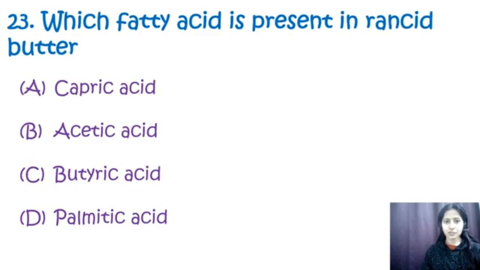Number 23. Which fatty acid is present in rancid butter? Option A, capric acid, option B, salicylic acid, option C, butyric acid, and option D, palmitic acid. So when butter goes rancid, butyric acid is released from the glycerides by hydrolysis. Actually, this butyric acid is a short carbon chain acid that is responsible for the characteristic rancid flavor in the butter. So the correct option will be option C, that is butyric acid.